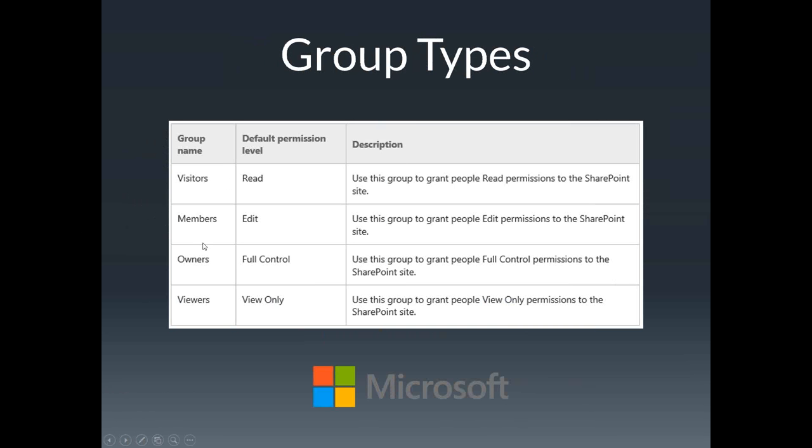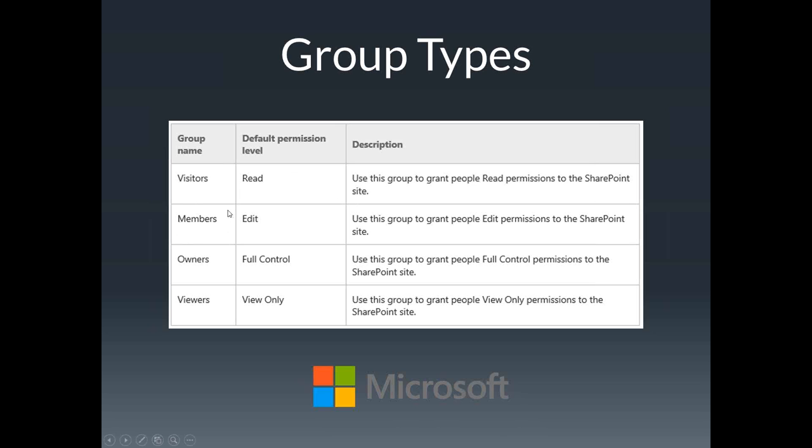So the three common groups, and the ones that we actually focus on with a lot of our deployments too, are your visitors, your members, and your owners groups. So anyone who's a visitor or signed up to a visitor site can get onto the site. They can basically click on a document library, and they can read documents within that document library, or they can read posts in there and stuff like that as well.